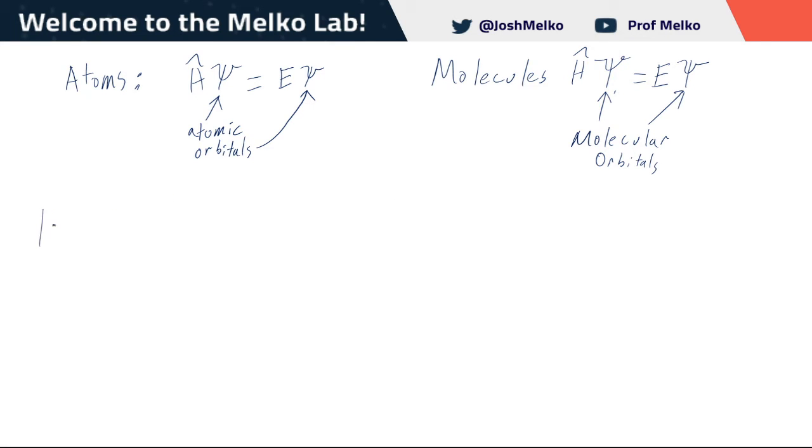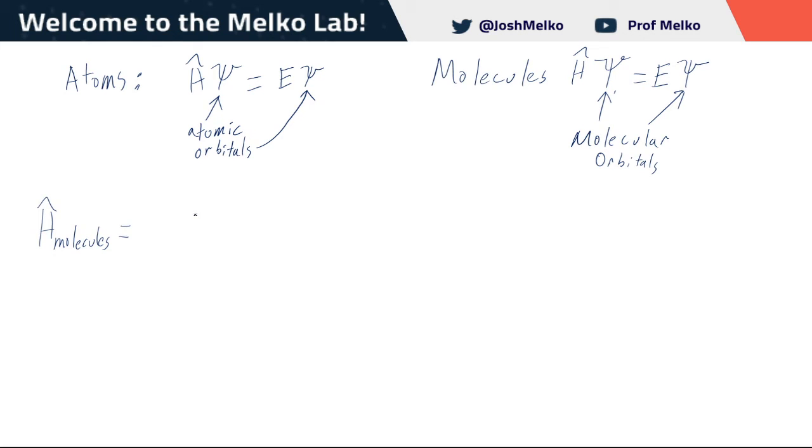The Hamiltonian now for molecules is what we want to discuss. To figure out where the electrons are in a given molecule, we need to know what the different forces involved are, what the kinetic energy terms are, what the potential energy terms are, and how we put all that together.